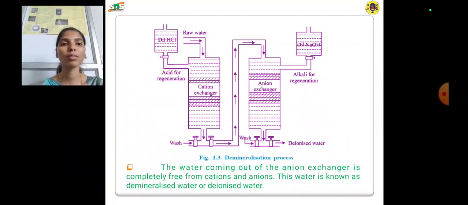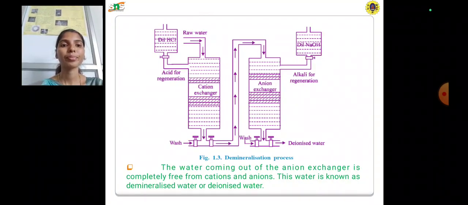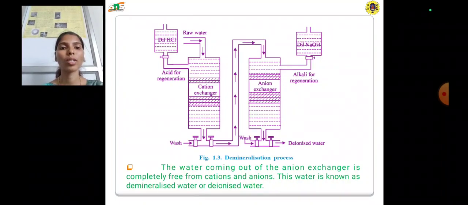There are two exchangers. One is the cation exchanger, and on the right hand side there is an anion exchanger. In the cation exchanger, the acid for regeneration is dilute HCl, and raw water is fed into the cation exchanger. On the other side, in the anion exchanger, the alkali for regeneration is dilute NaOH. That is, the cation exchanger is an acid medium, and the anion exchanger is a base medium. The water coming out of the anion exchanger is completely free from cations and anions. This water is known as demineralized water or deionized water.